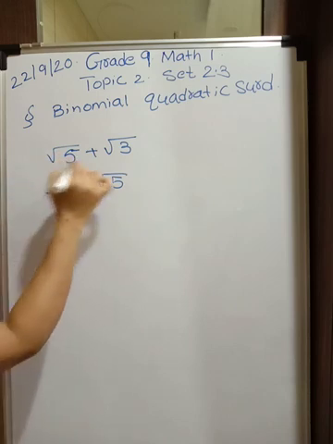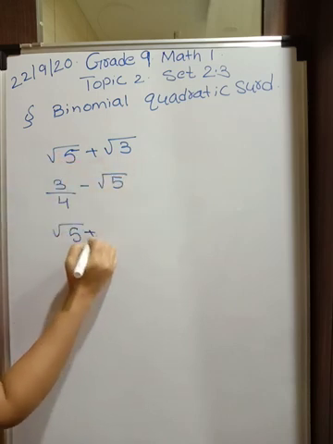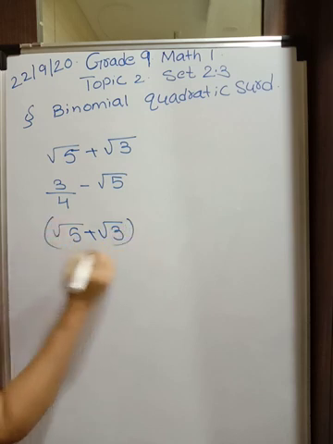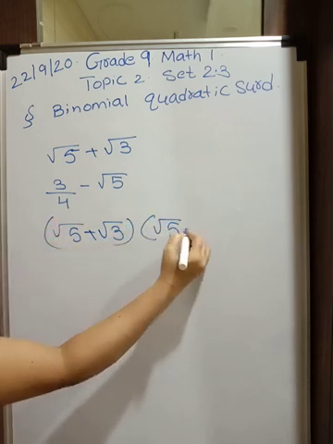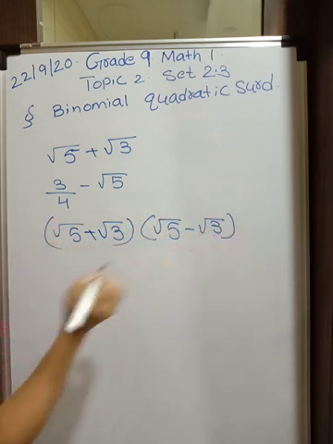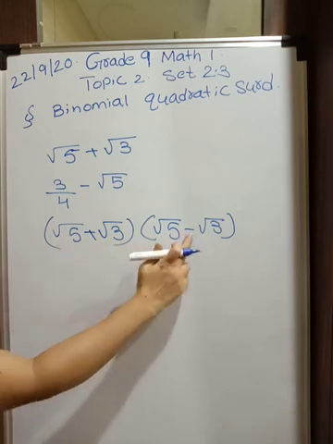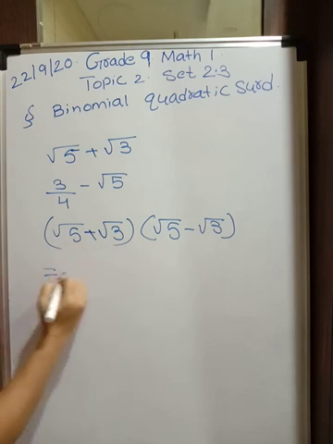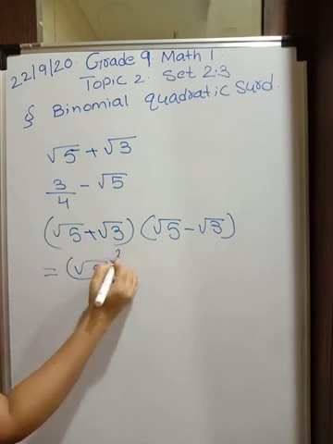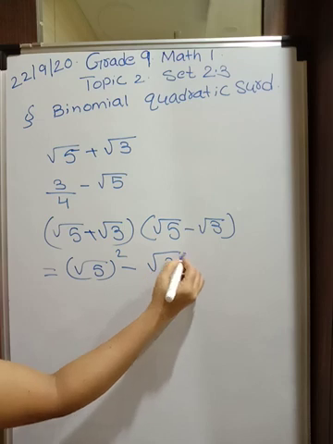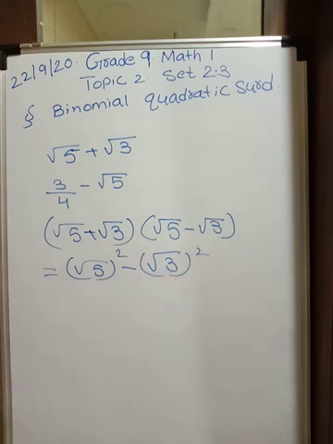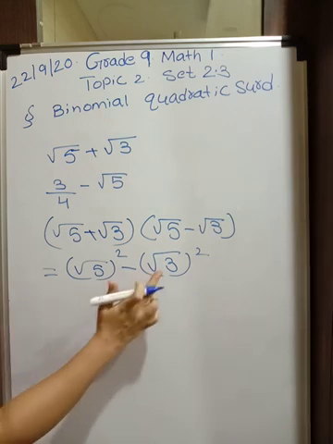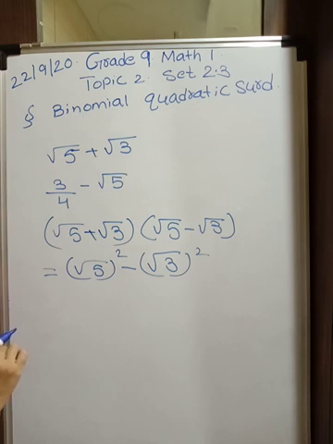Now look here. If I take this number root 5 plus root 3 and if I multiply this with root 5 minus root 3. Now see what is going to happen. This is a plus b into a minus b. What is our formula? A square minus b square. So this will give us root 5 square minus root 3 square. Aren't we going to get this? Okay. So if I write this, I am going to get root 5 square minus root 3 square.